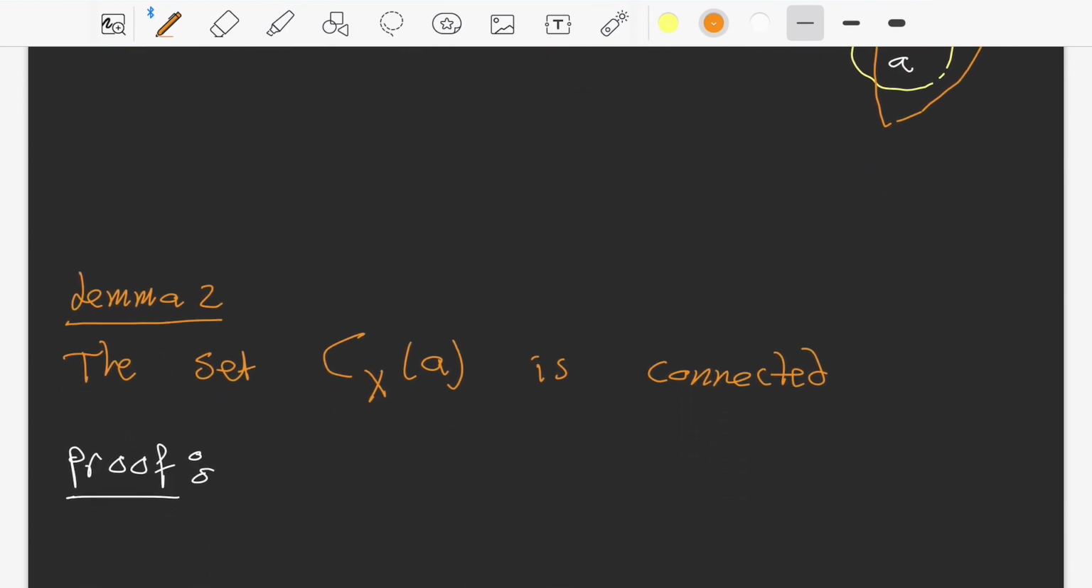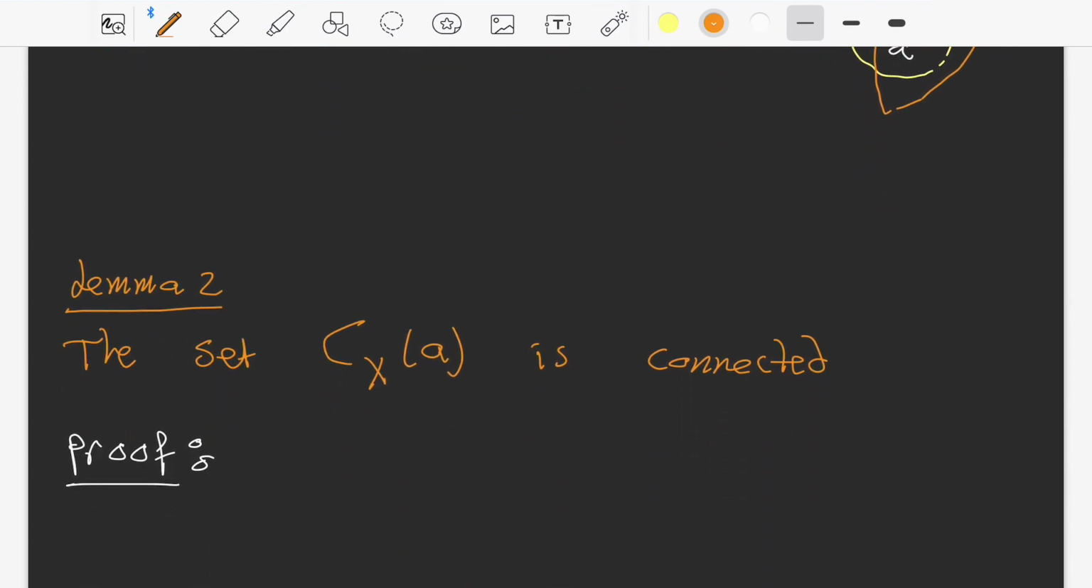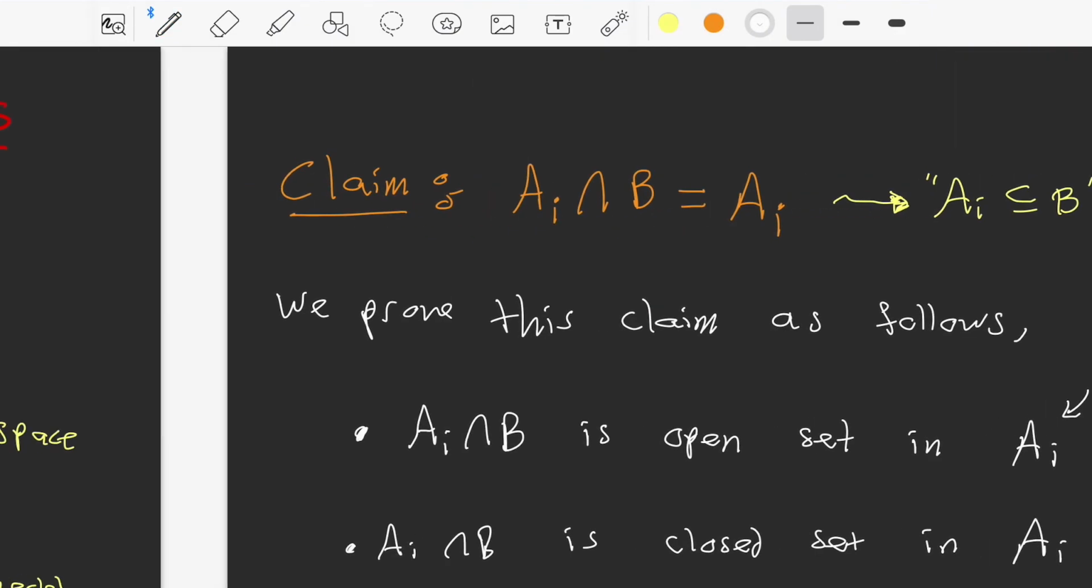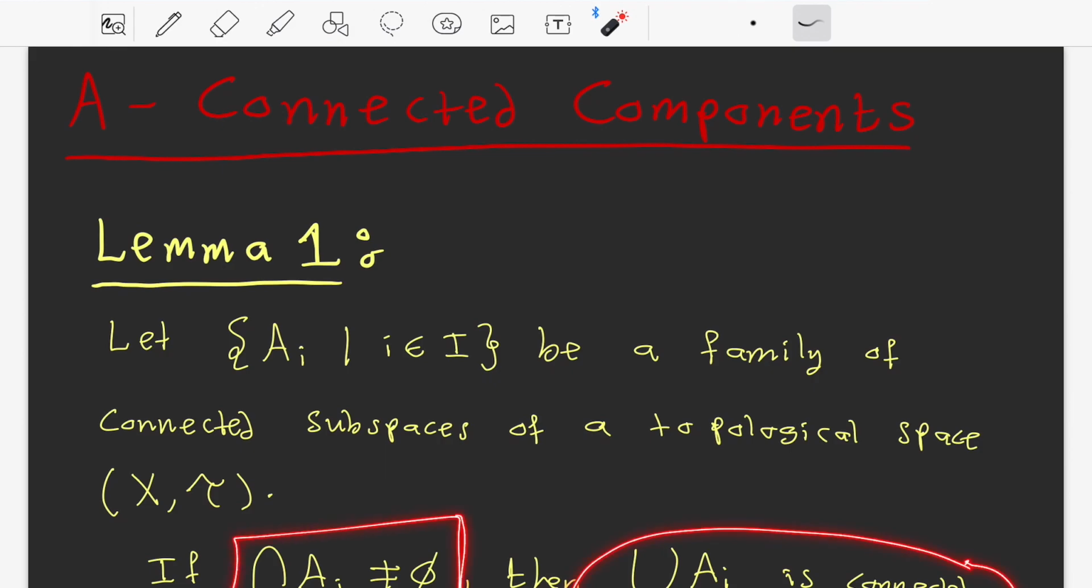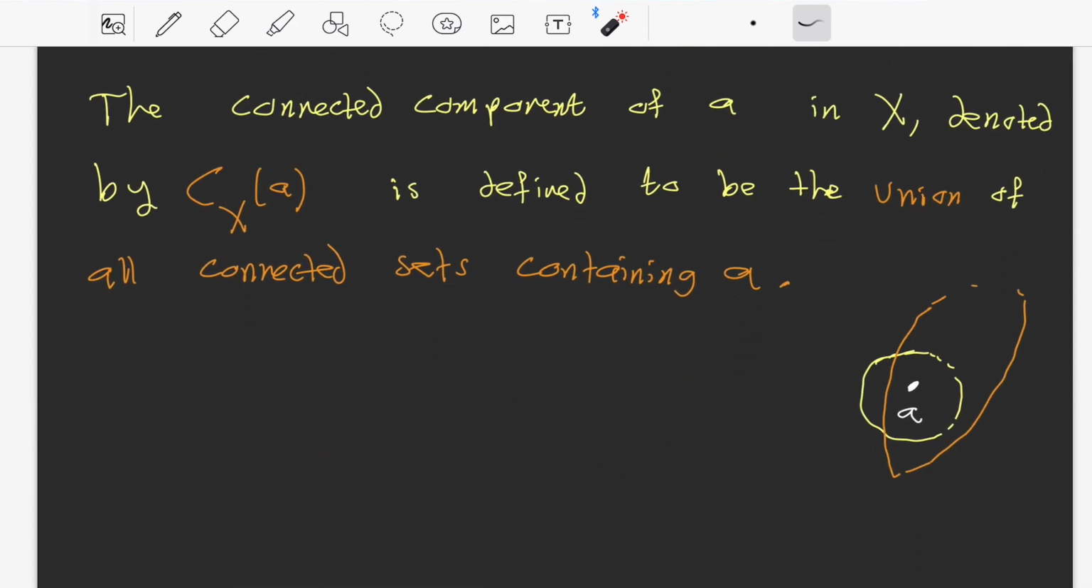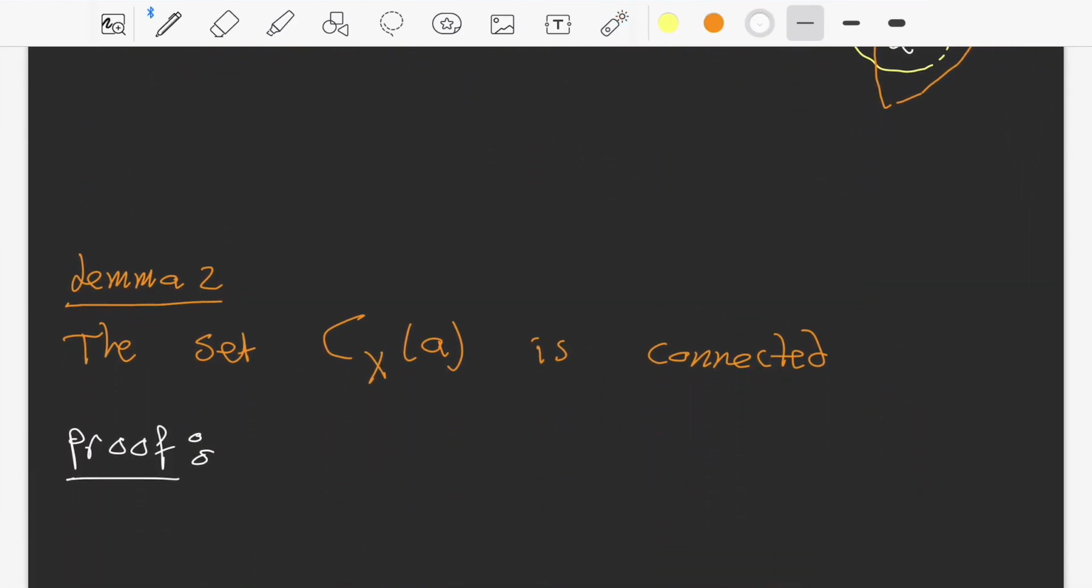Now, lemma number 2 tells us that this union of all connected sets that contain A is again connected. To see why this is true, we will use the lemma that we just proved, lemma number 1, which says that the union of connected sets is connected if we have non-empty intersection. Now, why do we have non-empty intersection in this case?